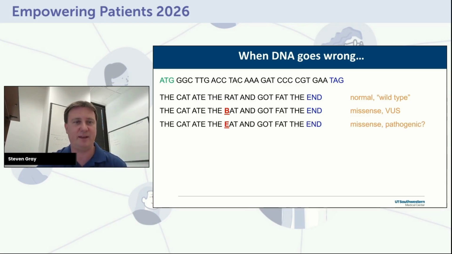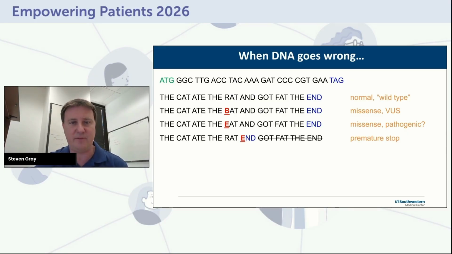And then you can have the R in rat change to an E. Then the cat ate the eat and got fat at the end. And so now this is a different type of missense mutation, but in this case, it's likely pathogenic. Like the sentence doesn't quite make sense anymore.